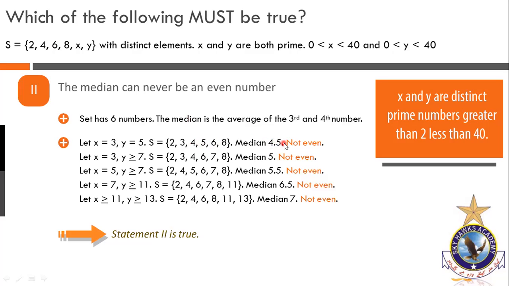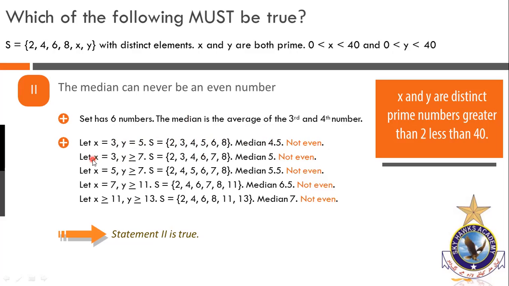4.5 is not an even number. It cannot be divisible by 2, so that is why it is not an even number. So if we suppose these values for x and y, we will get an odd median.